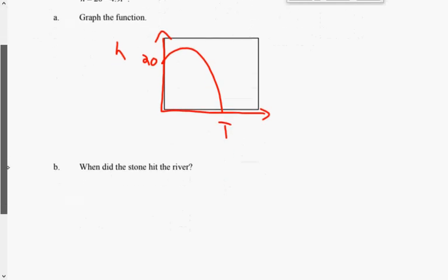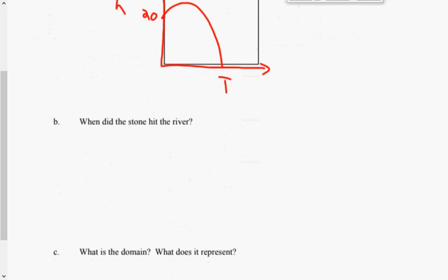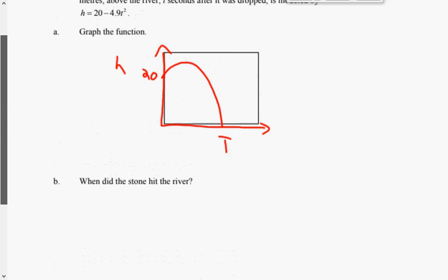Now, we want to find out a few things here. When did the stone hit the river? After 4.9 seconds. Not necessarily. The stone's going to hit the river at here, right? What is that technically on my graph? Your x-intercepts, right? Okay, so that would be my x-intercept.